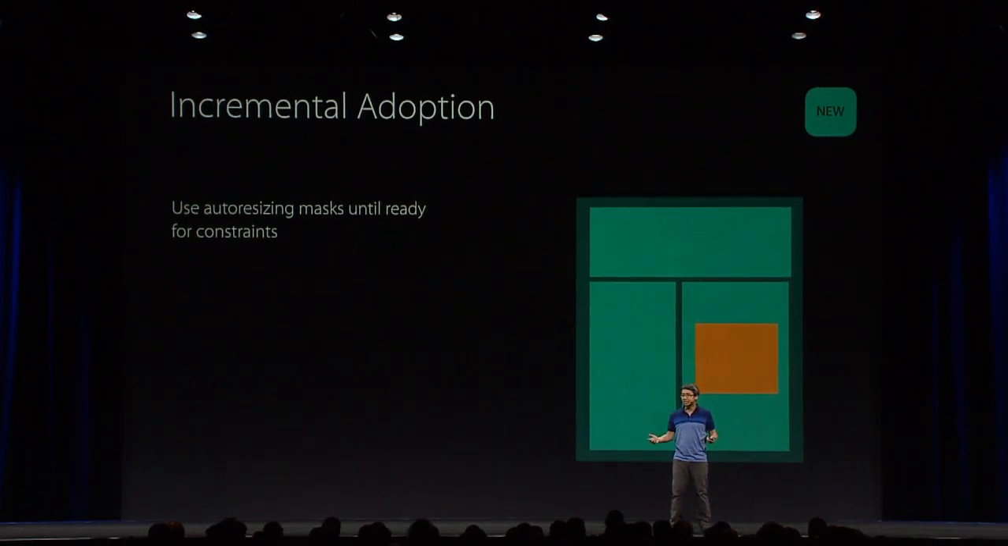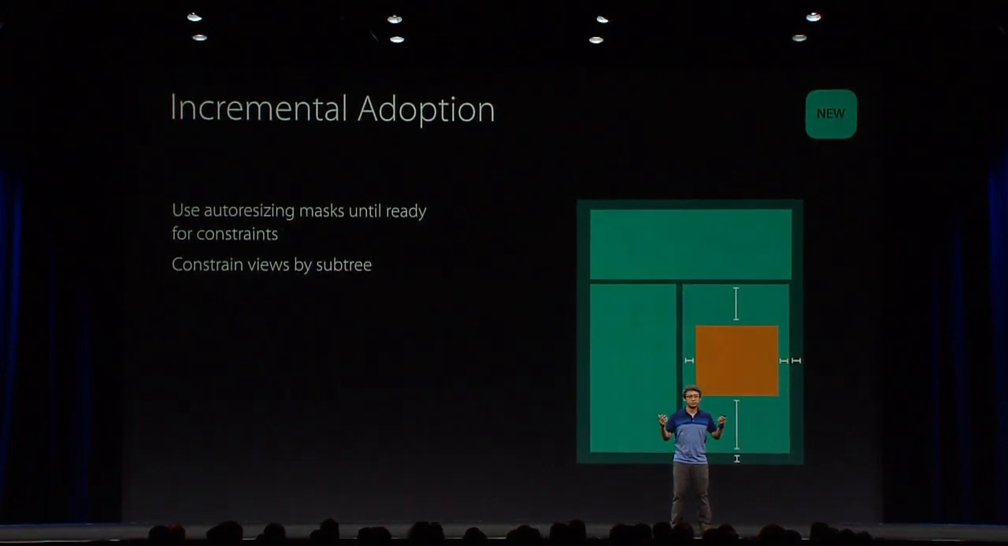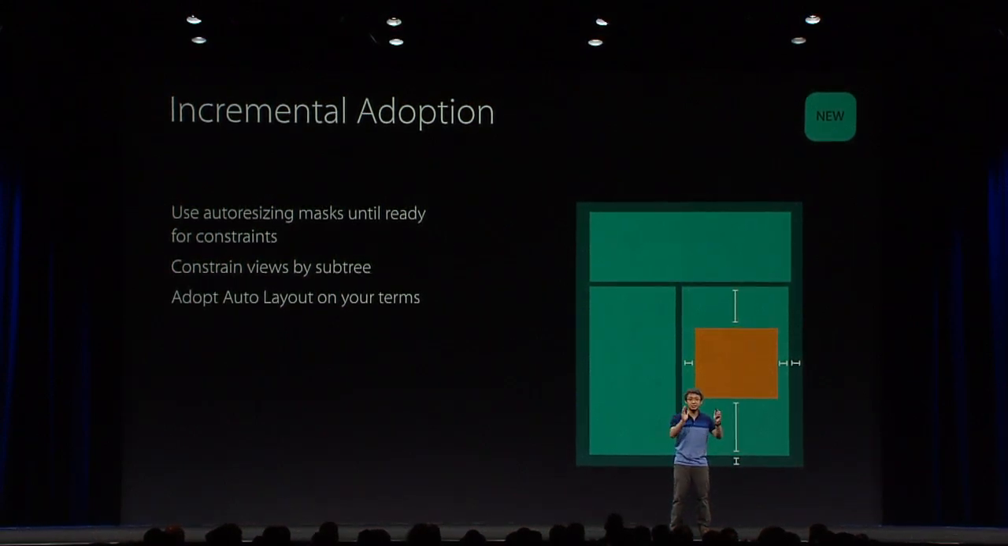When you're ready to add constraints, choose the subtree that you want to add constraints to, start from the parent, and work your way in. This allows you to adopt auto layout on your terms, and is great for new layouts that you're going to be building to get the simple resize behavior, but it's also great for documents where you've been wanting to enable auto layout. Well, now you can, while preserving your existing behavior.